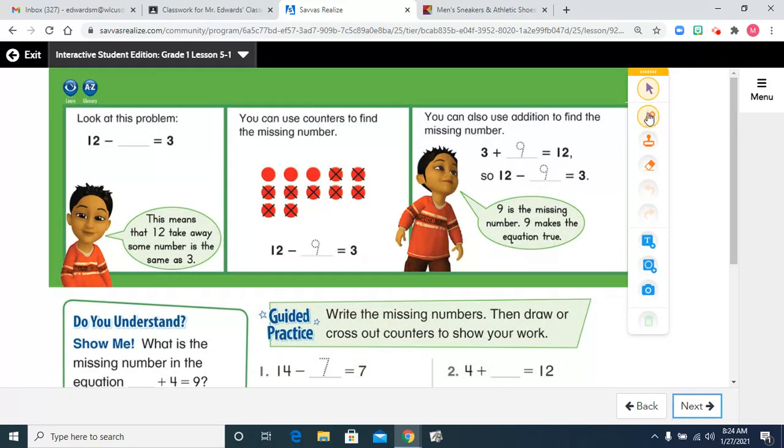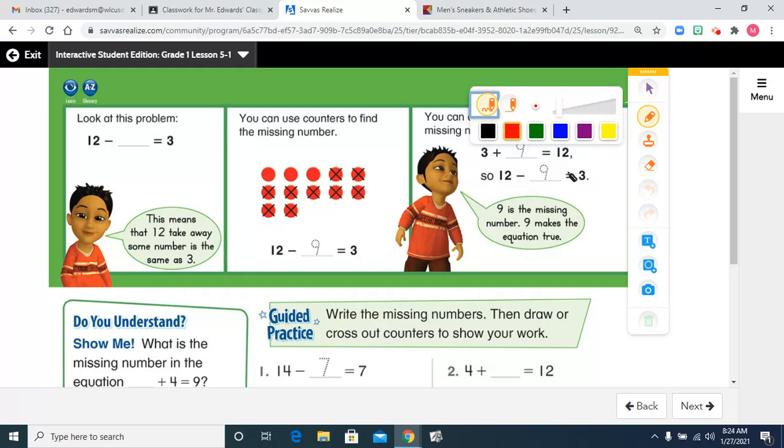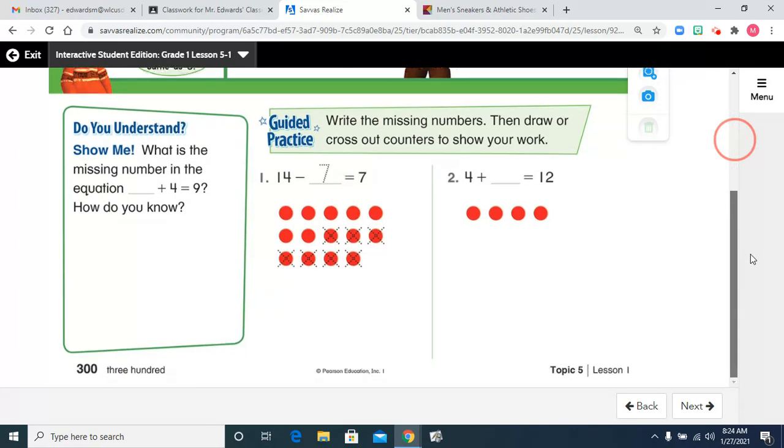Okay, at the top, they're just showing you their example from the video on what they did to solve the missing number. Okay, let's read the directions for numbers 1 and 2, then we'll go through them together. So it says, write the missing numbers, then draw or cross out counters to show your work. Okay, number 1, they started with 14 counters.